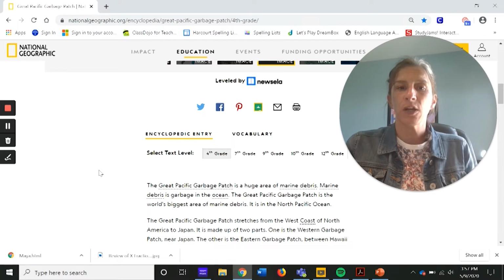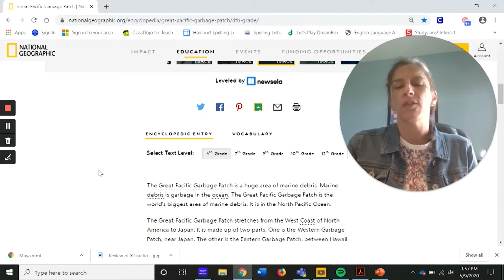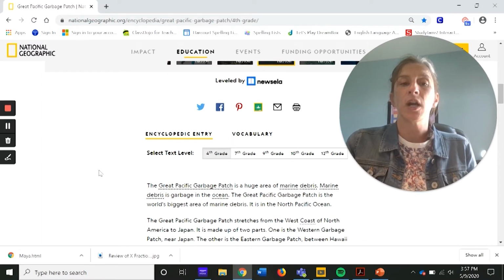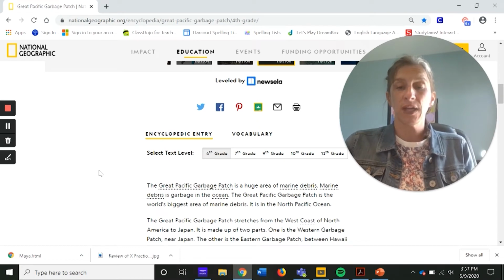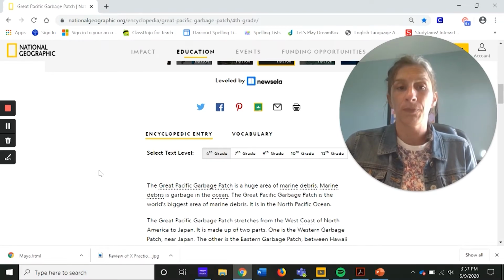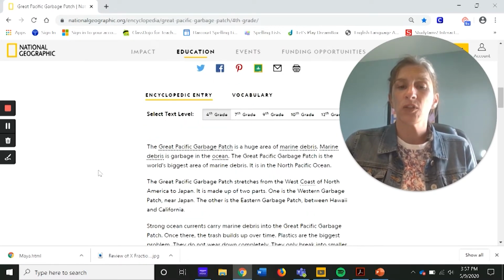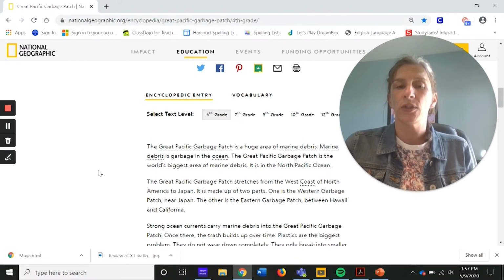The Great Pacific Garbage Patch is a huge area of marine debris. Marine debris is garbage in the ocean. The Great Pacific Garbage Patch is the world's biggest area of marine debris. It is in the North Pacific Ocean. The Great Pacific Garbage Patch stretches from the west coast of North America to Japan. It is made up of 2 parts. One is the Western Garbage Patch near Japan. The other is the Eastern Garbage Patch between Hawaii and California.